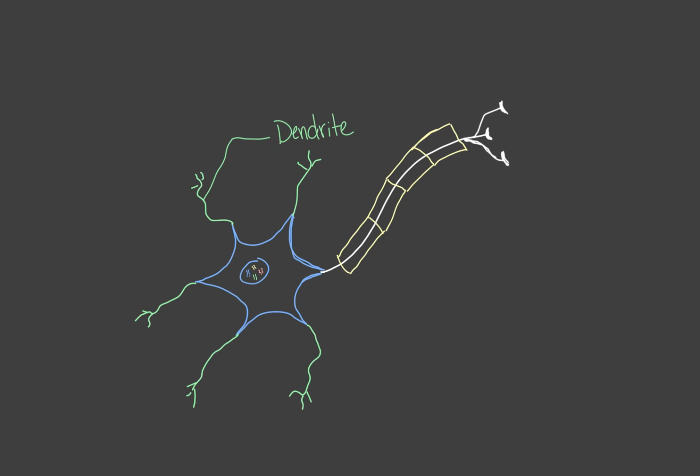The dendrites are connected to the cell body, which is also called the soma. So in a nerve cell, the cell body is called a soma. And I should add, a neuron is a nerve cell.